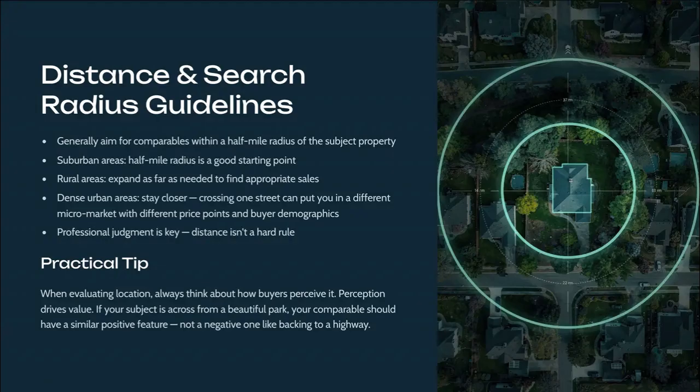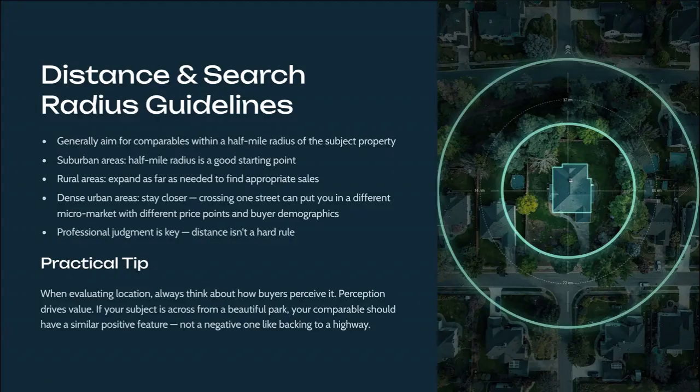Rural markets present different challenges. When properties are spread across larger geographic areas and sales occur infrequently, you may need to expand your search radius to 5 miles or more. The key question becomes whether properties at this distance compete in the same market. Do buyers shopping for property in your subject's area also consider properties at that distance? Are the locations viewed as substitutable by the market?